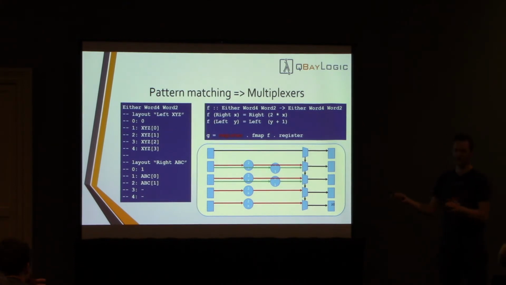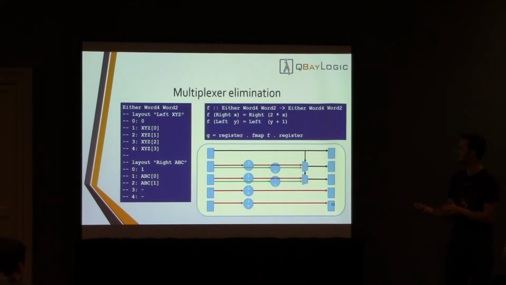So this adds space, but more importantly, if you have an alternative between a don't care and something else, the multiplexer can be optimized away. So this is the eventual circuit that you get. Those multiplexers will disappear.